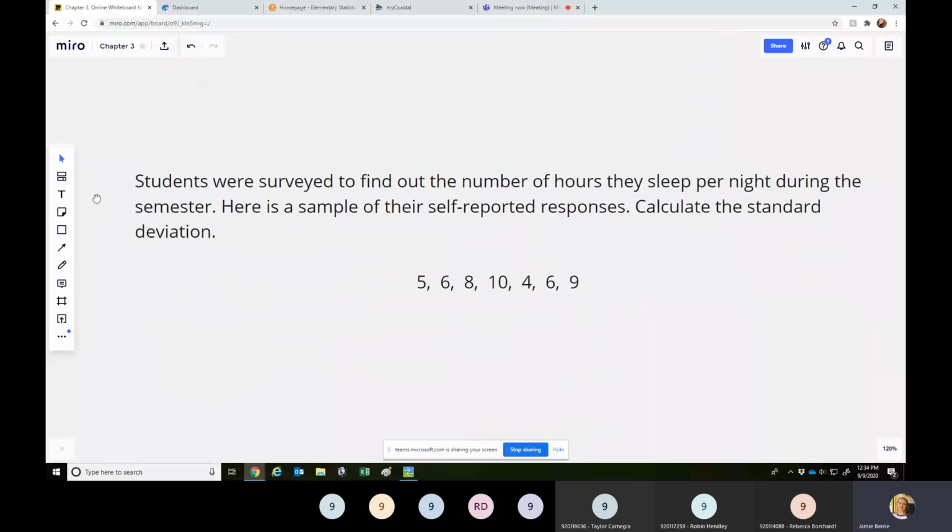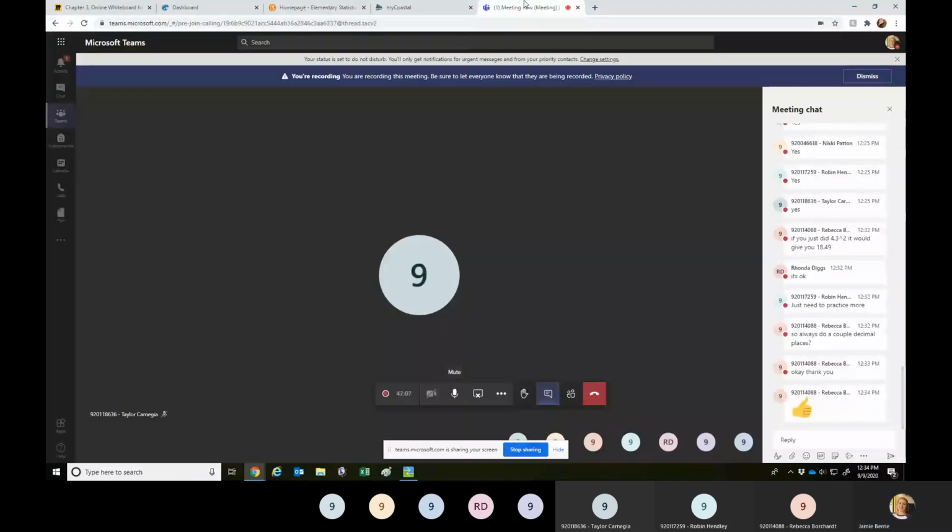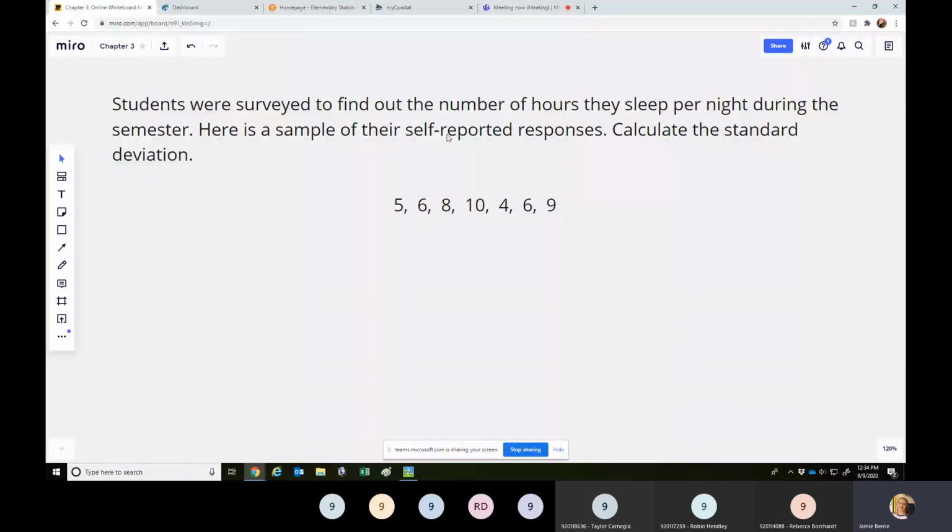All right, now let's look at the next example. Back to this problem again about the number of hours that students sleep every night.